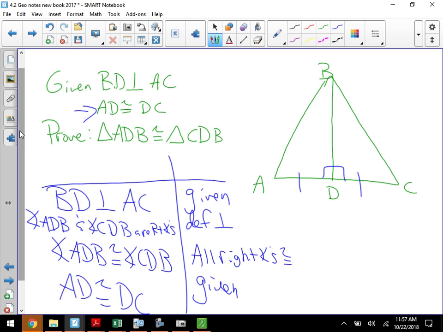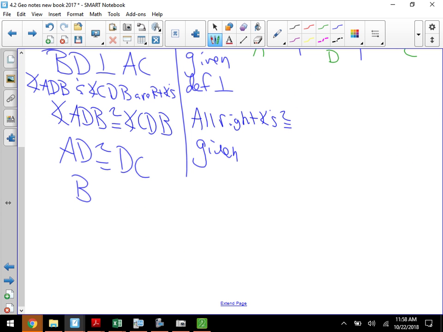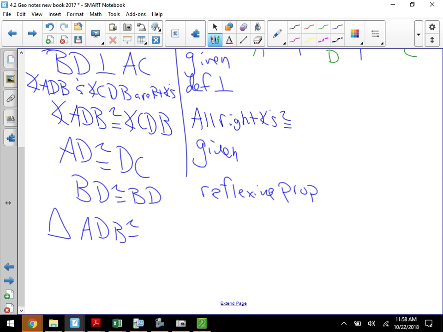Now Cole just said something here a second ago, and he was right. What was it that he had said? What's the shared side? BD. Everybody see that BD shared? What do you call a shared side again? Reflexive. So how do you write that out? You just say BD is congruent to BD. Reflexive property. And now you've got your triangles, ADB and CDB, because of side angle side.